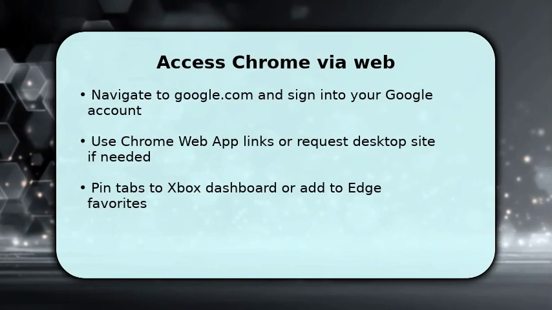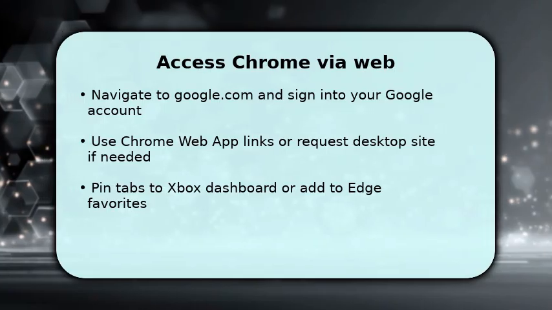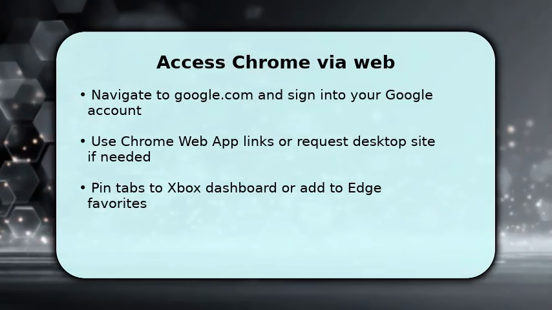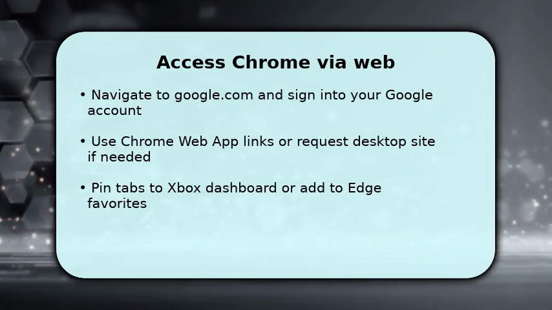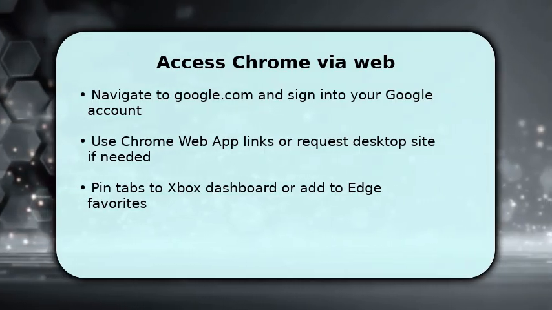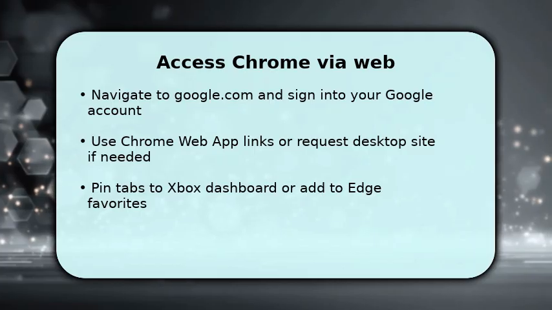Now you navigate to Google.com in Edge and sign into your Google account to sync bookmarks and history. Once signed in, go to the Chrome Web Store URL or search for web apps. If a page blocks mobile views, request the desktop site from Edge's menu.